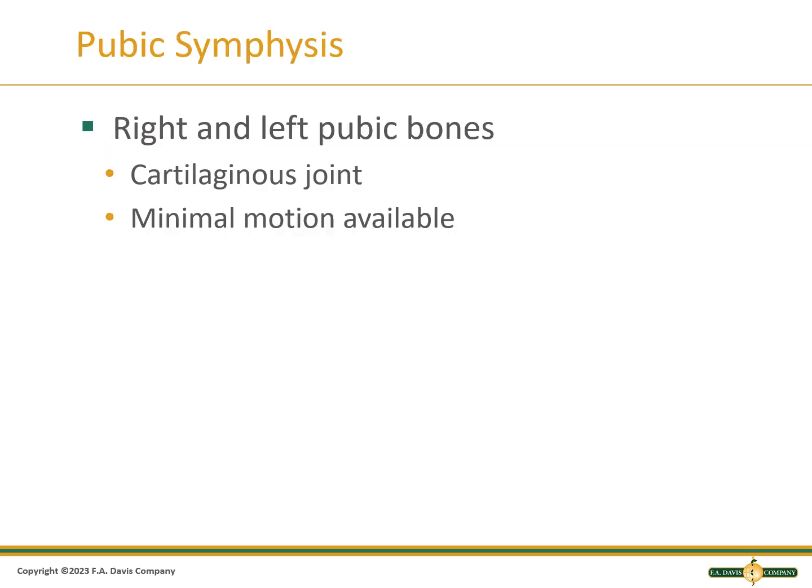The right and left pubic bones join together at the anterior of the pelvis to form the pubic symphysis, which is a cartilaginous joint with a fibrocartilage disc in between. It has minimal motion available, however, movement does increase in women during childbirth at the pubic symphysis.